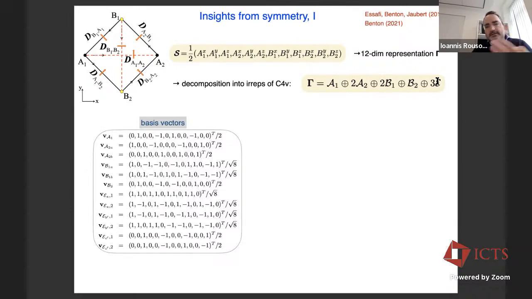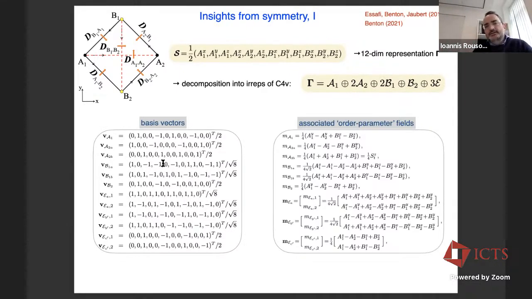Then you can build basis vectors, which are written down here. These are basis vectors for each of these irreps, and you can also build associated order parameter fields, M fields. Among these 12 fields, we can identify the ones that do not satisfy the constraint that the total spin is 0 in the tetrahedron. These are basically the fields that do not belong to the manifold of ground states of the Heisenberg point. The rest, 10 irreps, all belong to that manifold.